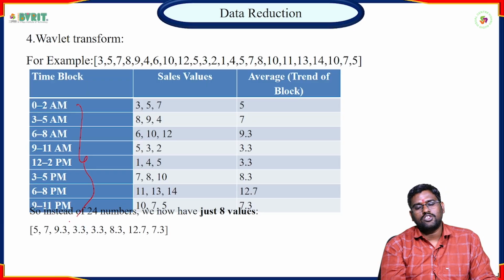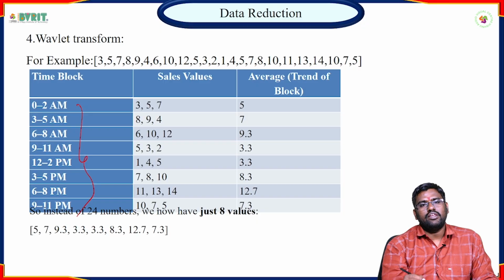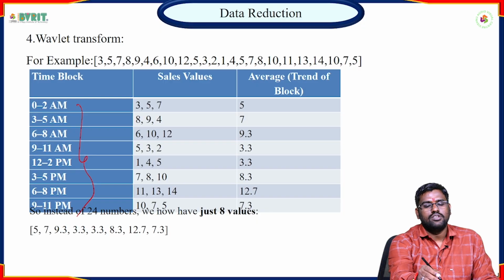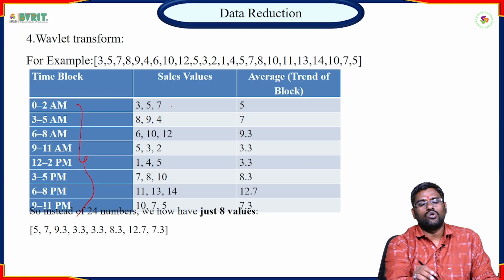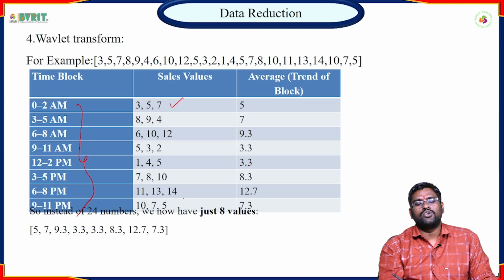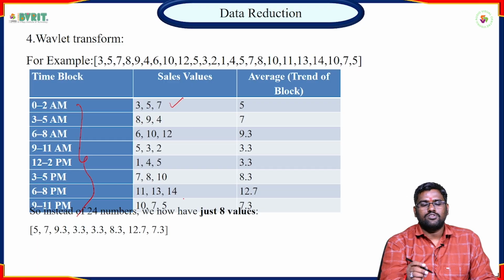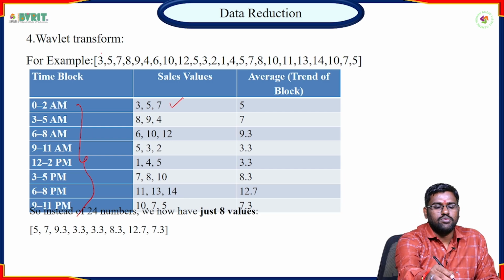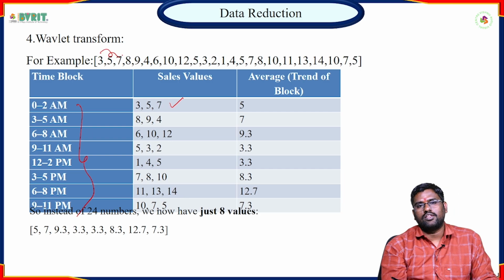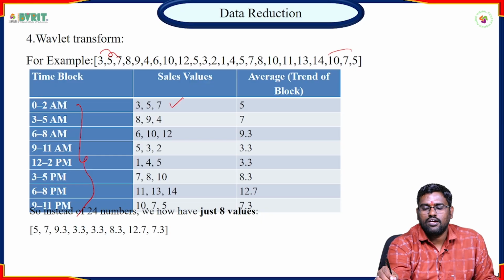So that 24 hours is to be divided into 3 hours. First we take the numbers like this. So 0 to 2, the sales values we have taken. Like that we are distributing into the numbers. So 0 to 2 means 3 numbers we are taking. Actually, there are 24 in total, so we are dividing the 24 into 8 blocks.